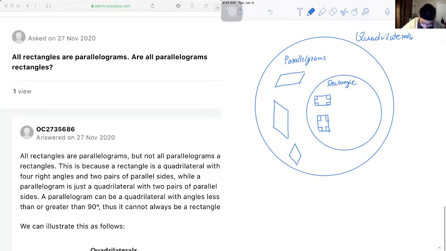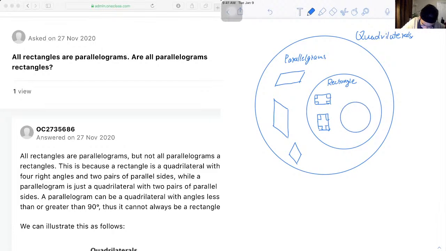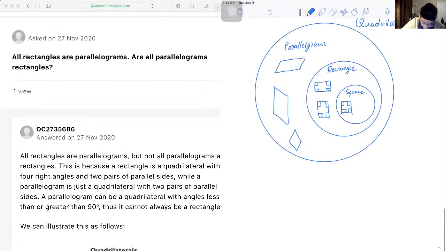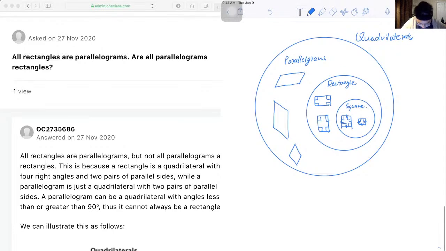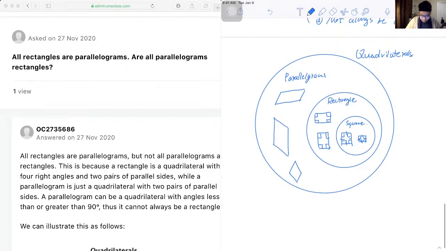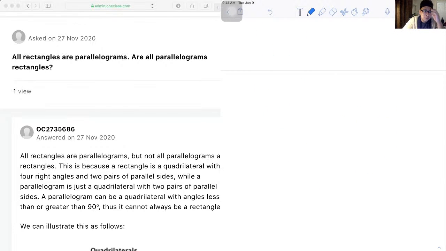Okay, and inside rectangles, there are squares. So not only do the angles have to be 90 degrees, but also the length of the sides has to be the same. Okay, so square is inside rectangle, rectangle is inside parallelograms, and parallelograms are inside quadrilaterals. Okay. So that's all we got for this question.